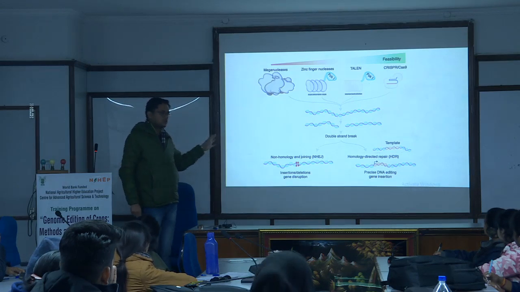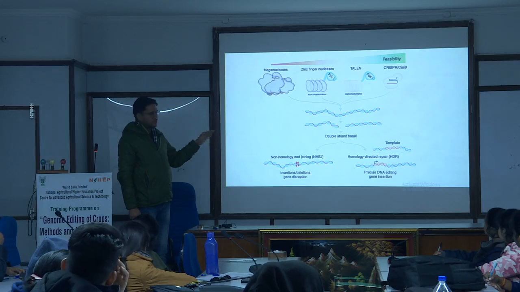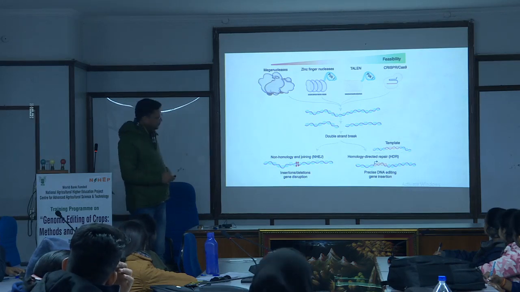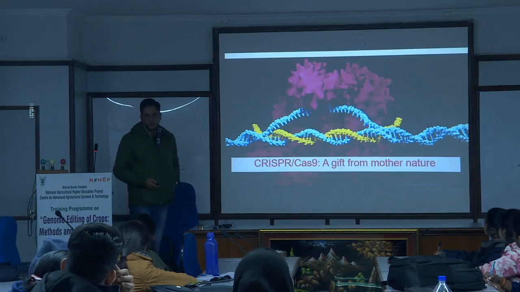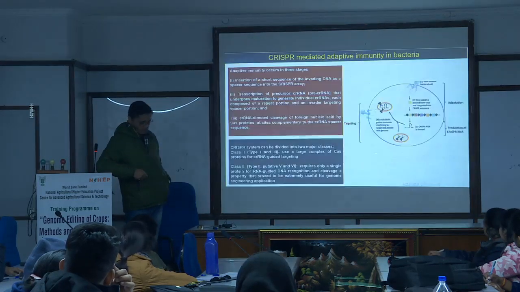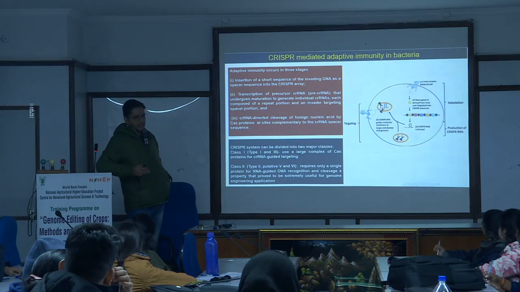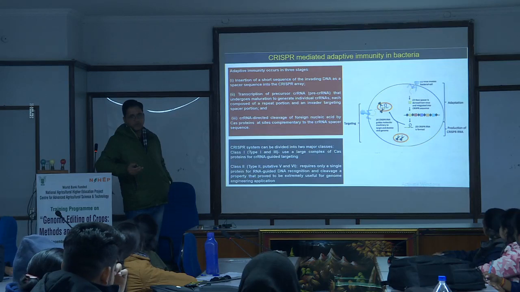Okay, so this is the foremost thing: what is needed for disruption of your gene, for targeting your genes? We need double-stranded breaks. Now CRISPR, as you all know, was first identified in what? Bacteria. So it is again a gift from nature. This is basically an adaptive immunity system in bacteria.